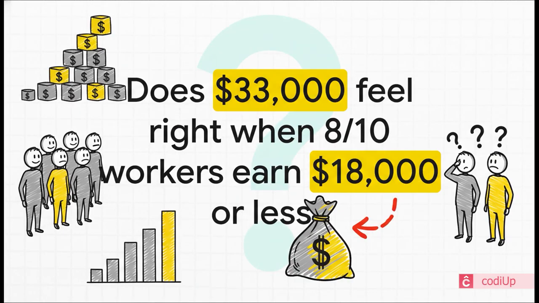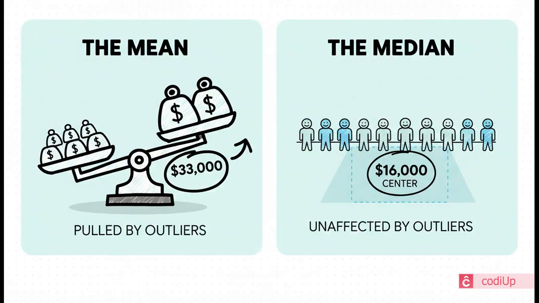But hold on a second. Let's really think about that. Does 33 grand actually feel like a typical salary at this factory? I mean, look at the data. 8 out of the 10 people make $18,000 or less. That $33,000 number feels kind of high, doesn't it? And this is where the light bulb goes off. Let's put the mean and the median right next to each other. The mean at 33,000 got totally dragged upwards by those 2 big salaries. But the median, the actual middle value on the list, is only $16,000. That is a huge difference.